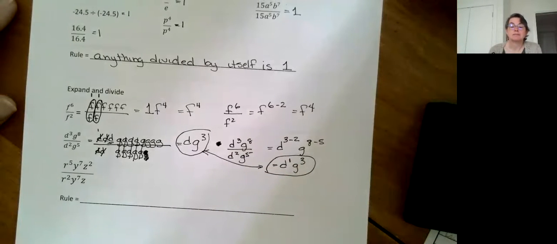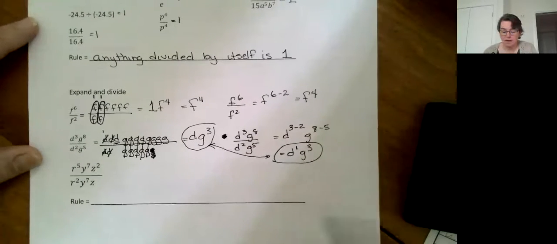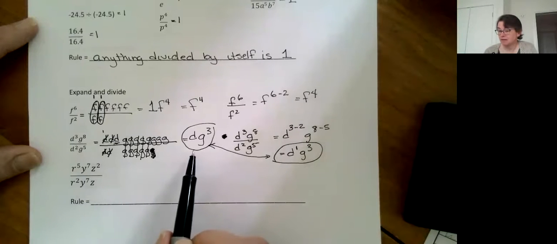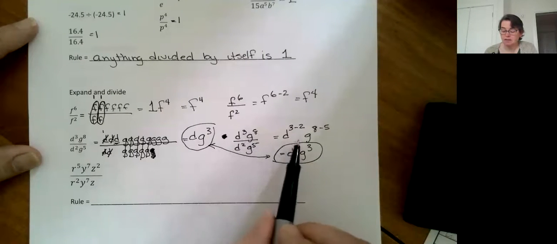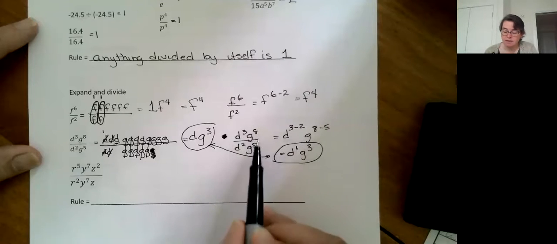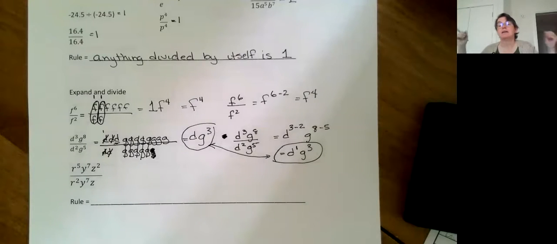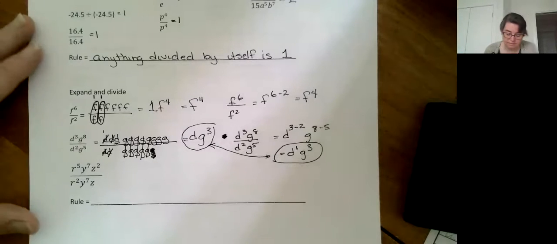Exact same answer. So my theory is on a test or something like that, I might do my first question like this, just to make sure I was remembering the rule right, that I'm going to subtract my exponents. And then after that, I would just subtract. And like I said, I wouldn't even do this step. I would just go 3 minus 2 is 1, and 8 minus 5 is 3. And ta-da! That's how you do division with variables.